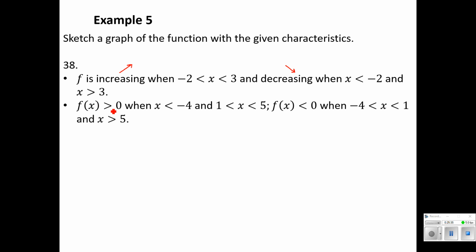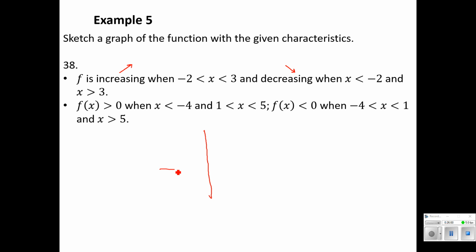All right, the function is positive, greater than 0. That means it's up above the x-axis. The height is greater than 0 when x is less than -4. And also when 1 is less than x, which is also less than 5. And our function is less than 0 when x is between -4 and 1, and when x is greater than 5.